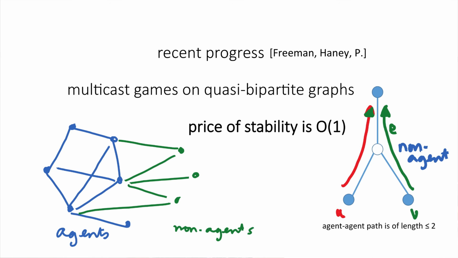In this case, we are able to show that the price of stability remains a constant, although you still have the same problem. You still have these non-agents residing in the network, and there are edges incident on the non-agents that cannot be charged to the non-agents. So, I do not want to go into details of this.